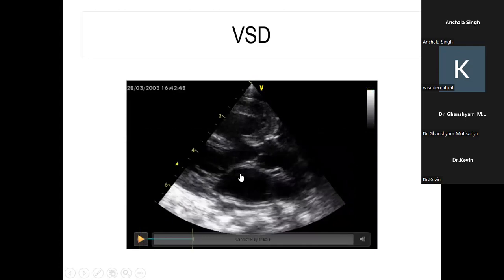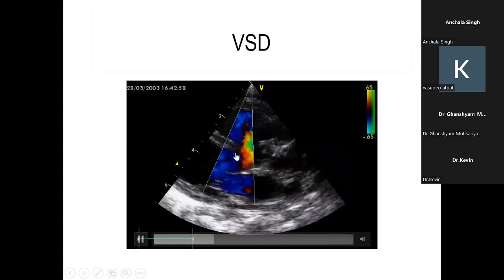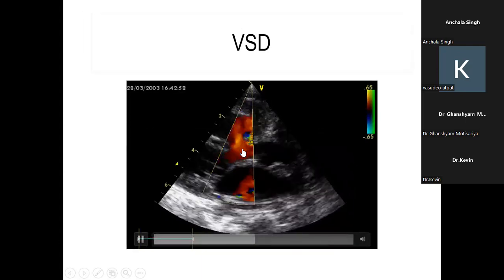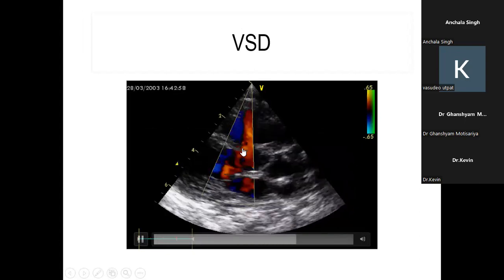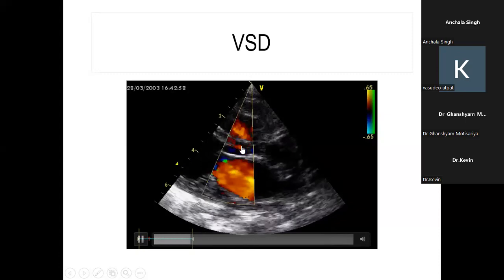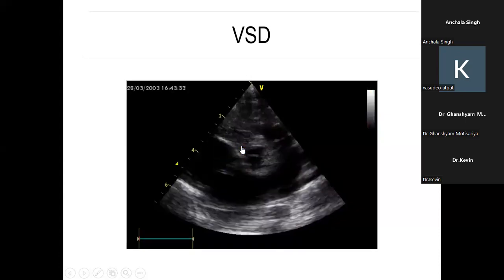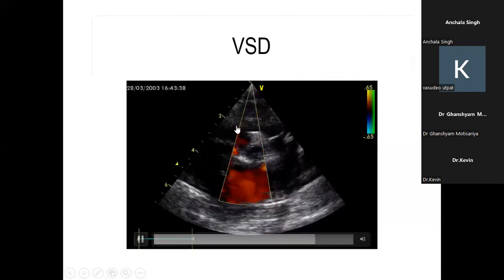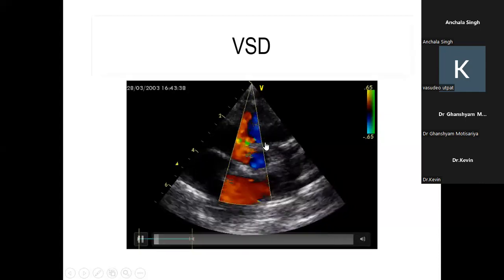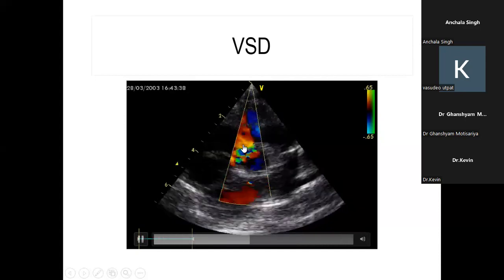If you look carefully, this is a perimembranous VSD, a large hole. And if you look carefully, there is a bidirectional flow across the perimembranous VSD. So this is known as perimembranous outlet VSD. Some people also call it perimembranous outlet VSD. And this is again confirmed by doing a short axis view at the aorta to look at the perimembranous outlet VSD.